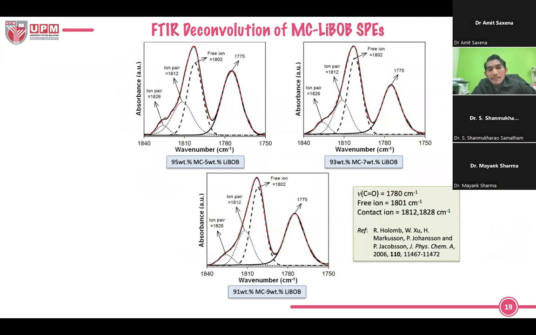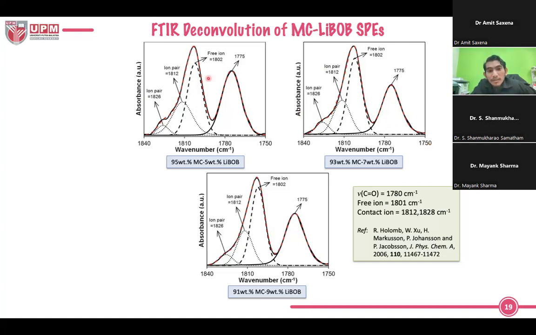So this is the FTIR and the deconvoluted peak for MC-LiBOB at low concentration. Based on the reference, the position of the free ion of LiBOB is at 1802.